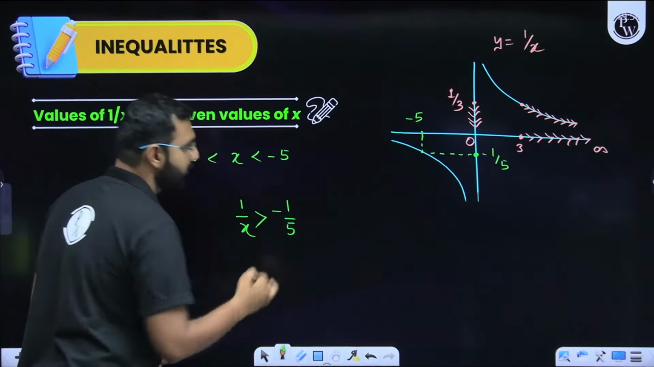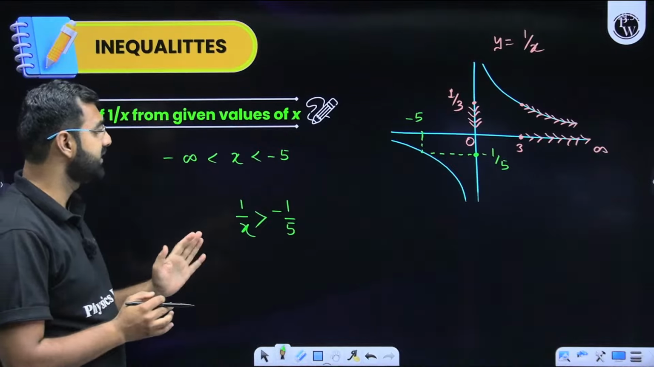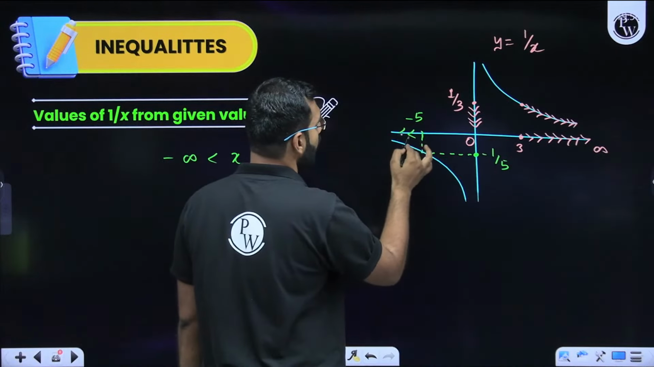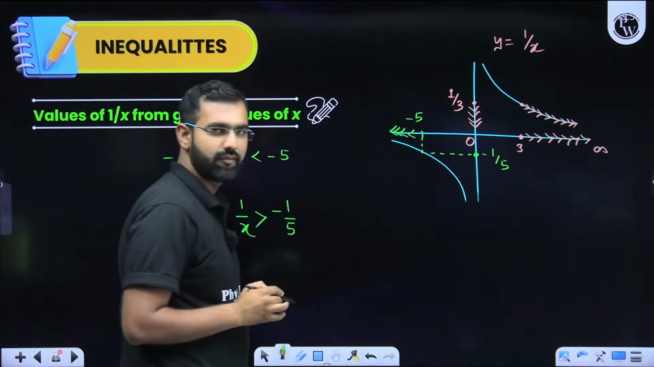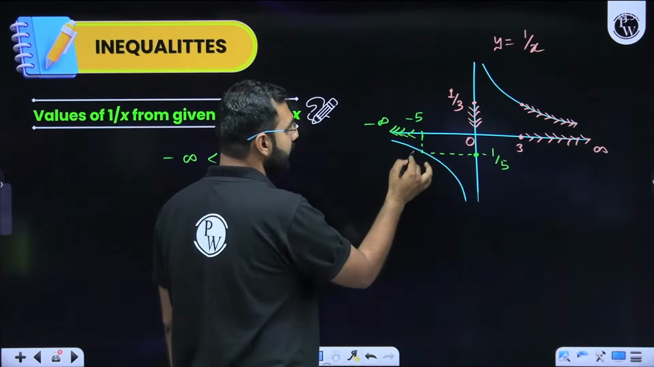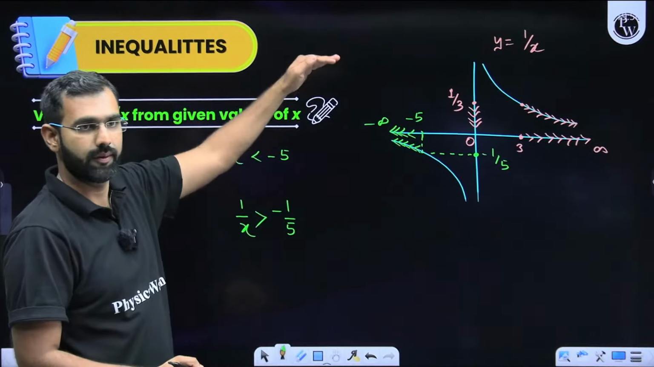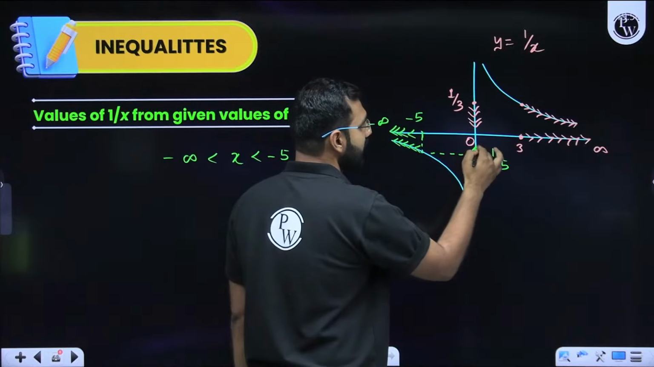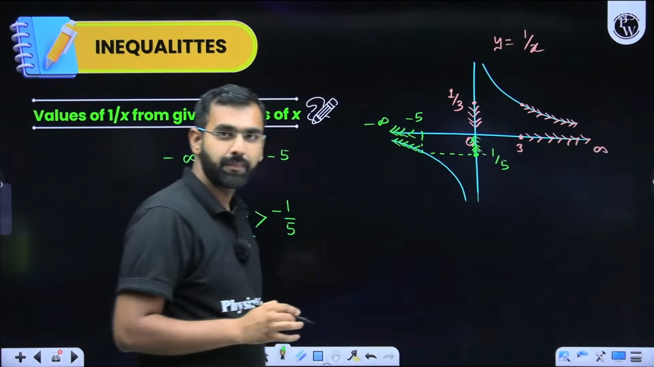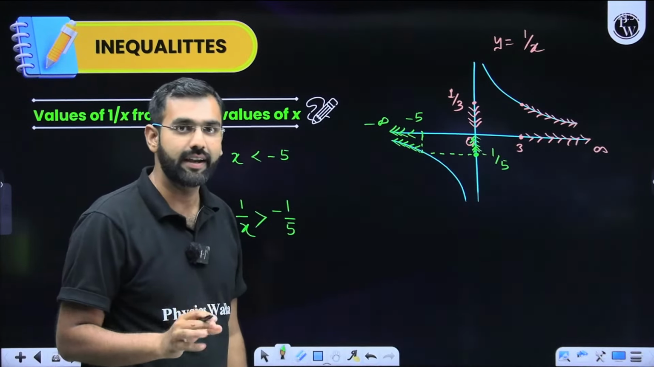x is less than -5, right? So if x is less than -5, I am taking all the values of x which are less than -5. I hope you're understanding it. So when I'm going back from -5 towards -infinity, here on the graph, I'm going above. If you're going above on the y-axis, you're going above -1/5 like this towards 0. I hope you all are understanding and clearly getting this. So from here, I'll say the values of 1/x will be greater than -1/5.